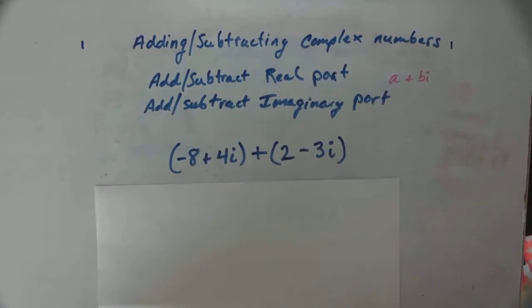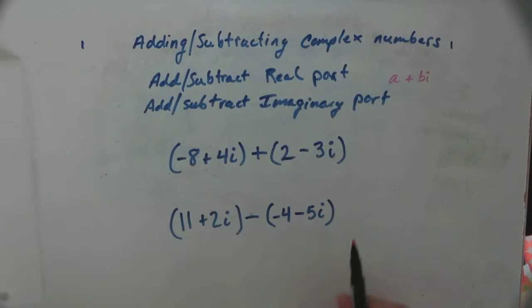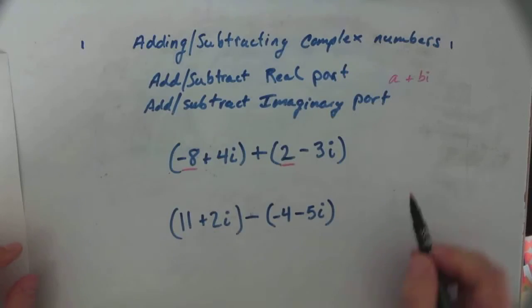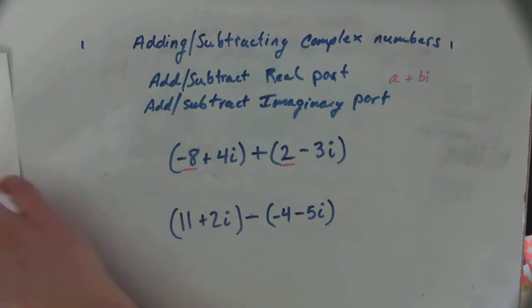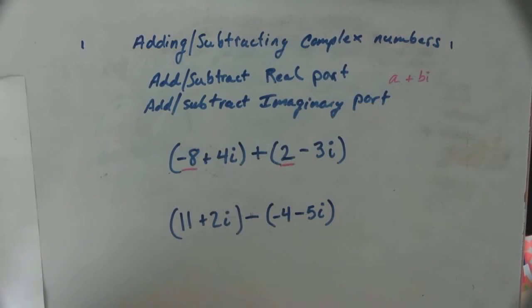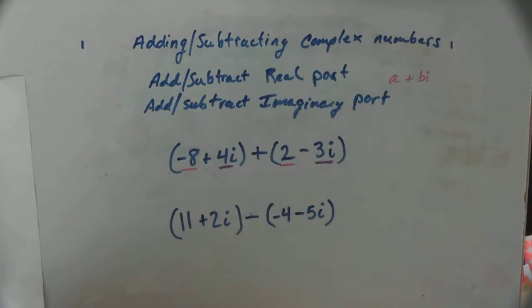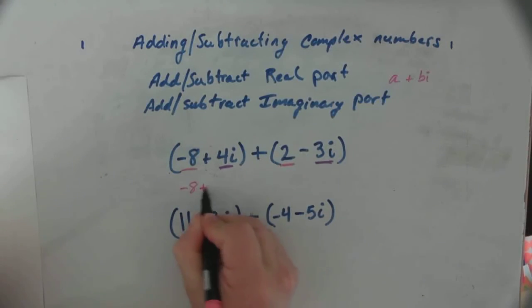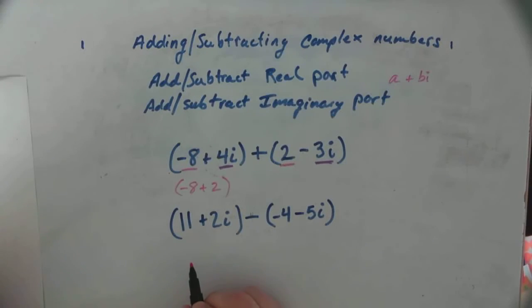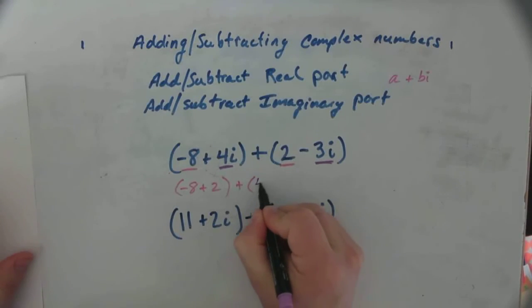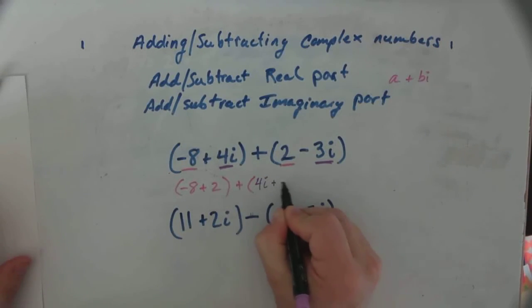So we have the complex number -8 plus 4i, plus 2 minus 3i. -8 and +2 here are my real parts, and then my imaginary parts are 4i and -3i. So again, to add or subtract complex numbers, we're just going to add the real parts, and then we're going to add the imaginary parts. And so we would have -8 plus +2, that's my real, plus my imaginary part, which is 4i plus -3i.